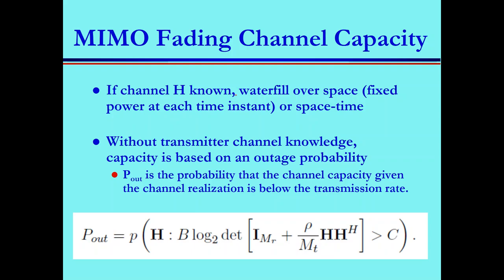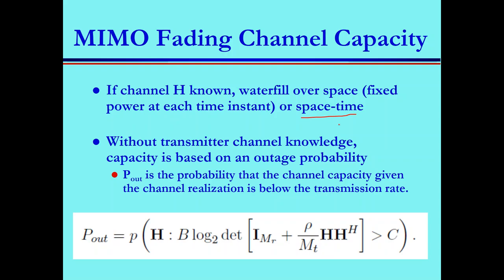If channel H is known, water filling over space can be used. Or space-time coding, like Alamouti. There is a kind of coding that depends on the channel, and there is a coding that does not depend. Alamouti coding does not depend on the channel. It does not use the knowledge of the channel at the transmitter. So which one is better, to use the channel at the transmitter or not to use it?